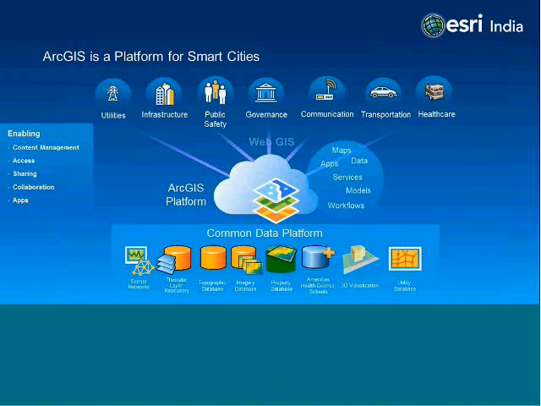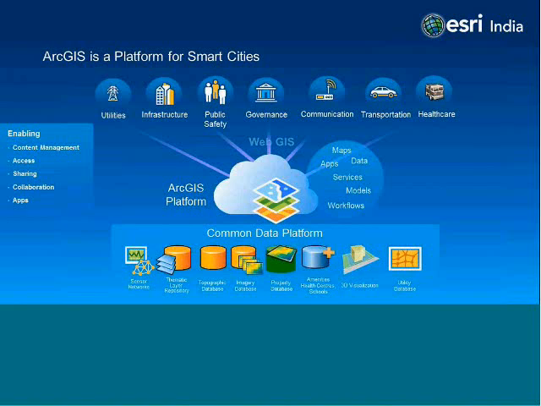And then what ArcGIS provides you is a common framework. It provides you a platform which will help you collaborate, access, and share information, and gives you inbuilt, out-of-the-box applications or templates to create apps, which will basically bring stakeholders from utilities, infrastructure, governance, transportation, and healthcare together. So what we are talking about here is creating a city GIS hub.